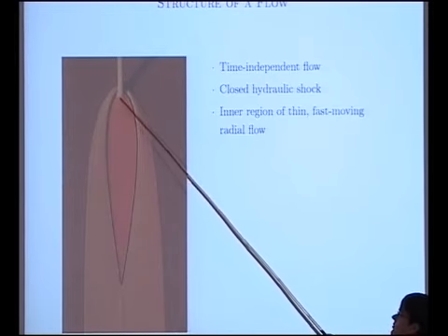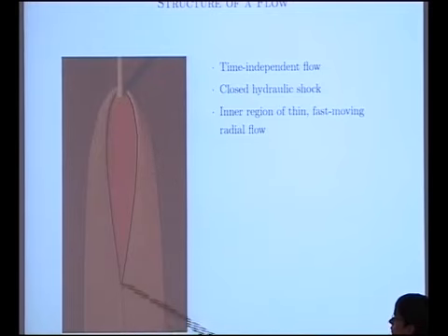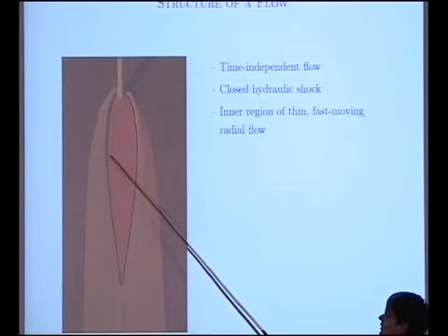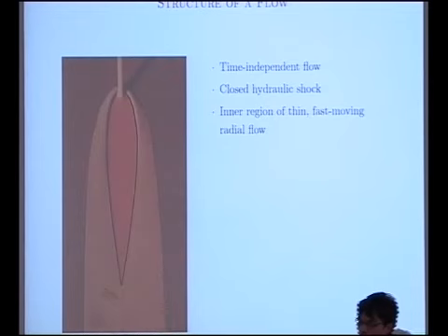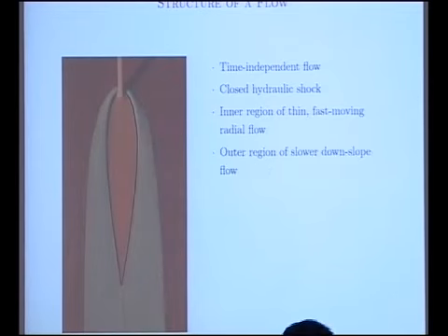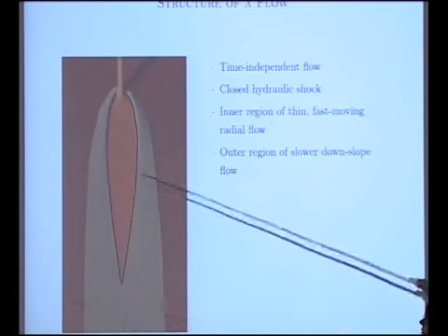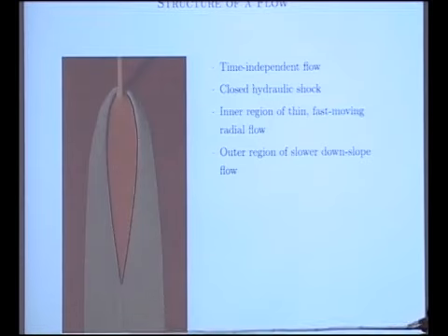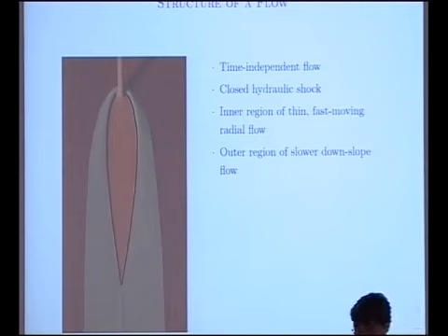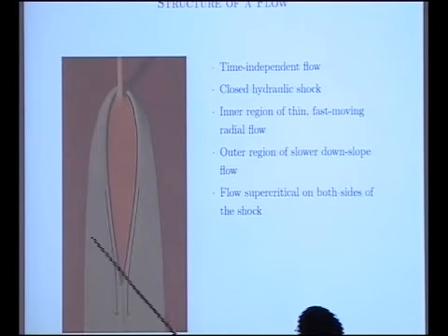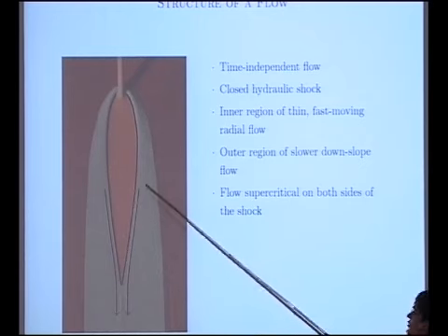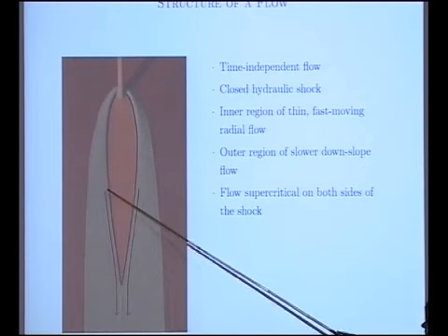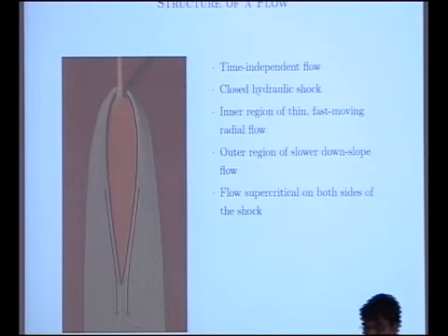And in the interior, there's a region of thin, fast-moving radial flow. So this is the region in which the material impacts at a high velocity and forms a very thin sheet of fast-moving flow, before moving through the hydraulic jump into a region of slower flow, which then moves downslope and forms a steady flow downslope in the same way that we saw in Daisuke's talk earlier.